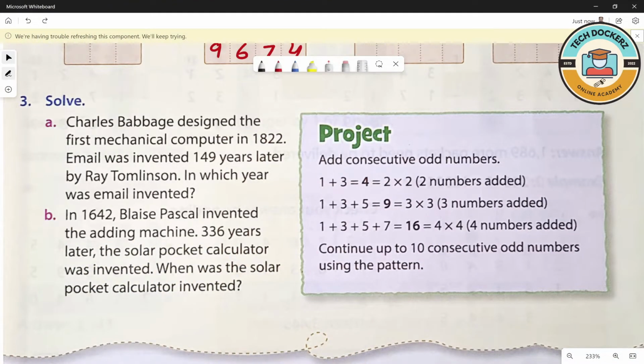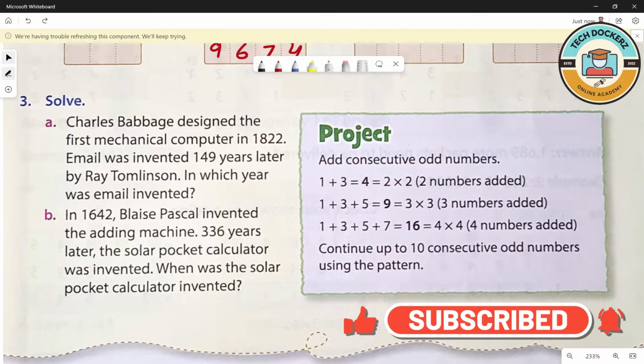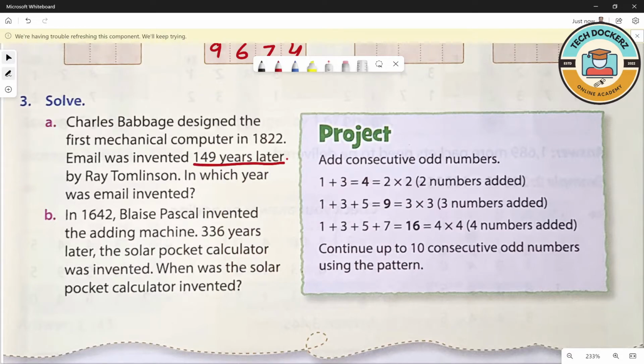Question number 3a. Charles Babbage designed the first mechanical computer in 1822. Email was invented 149 years later by Ray Tomlinson. In which year was email invented? So the email was invented 149 years later, or we can say after. So once this later or afterwards is coming, we will do the addition to get the year the email was invented.